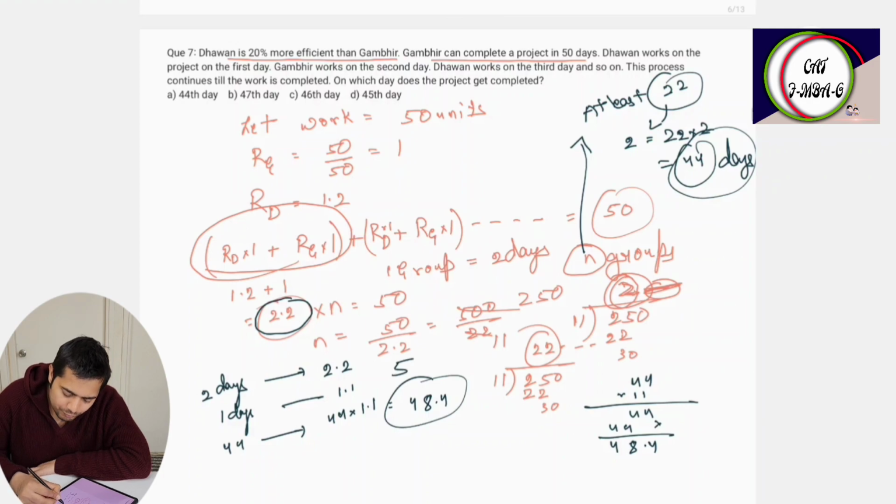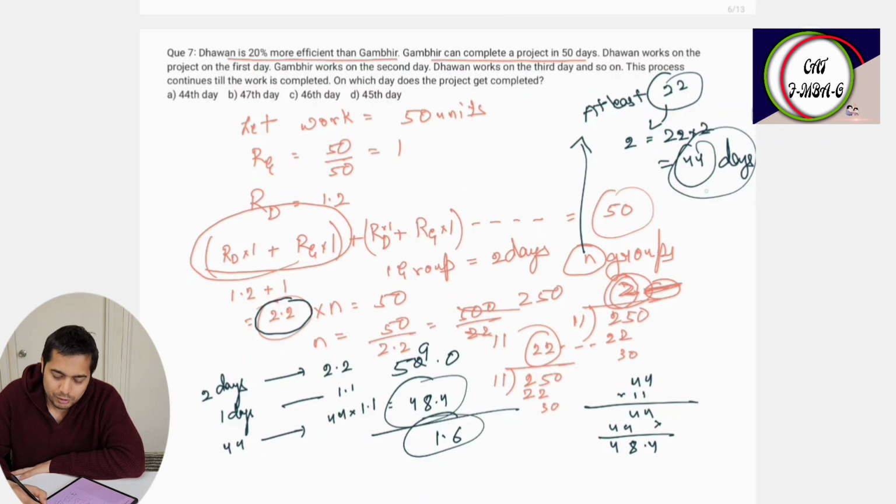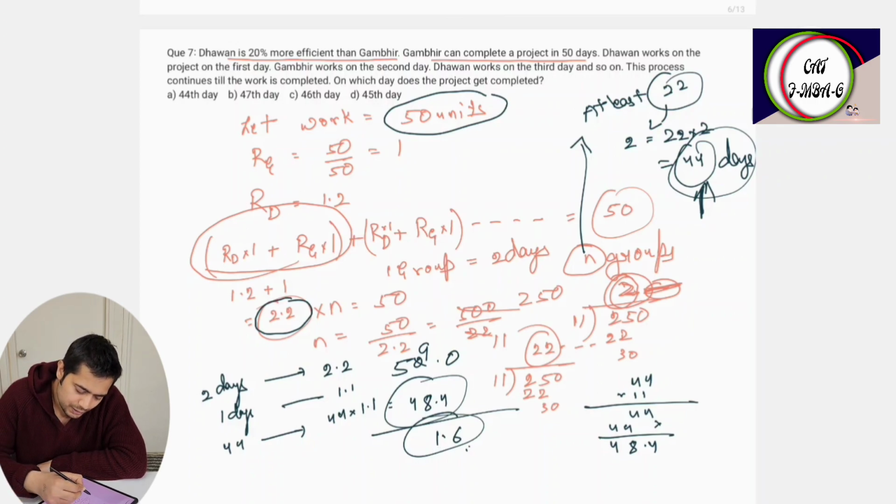How much work is left? 50 minus 48.4. So 10 minus 4, 6. 1.6 work will be left after 44 days. In 44 days, 48.4 units will be done, and 1.6 units out of total 50 units will be left. So these will be completed as in first day, means on 45th day Dhawan will work 1.2. Minus 1.2, only 0.4 will be left.